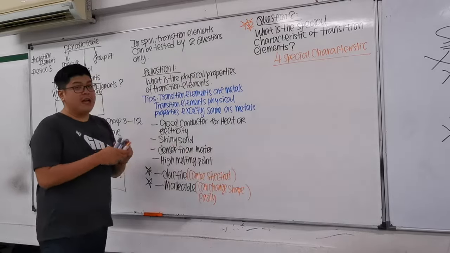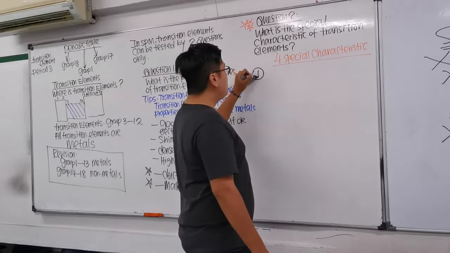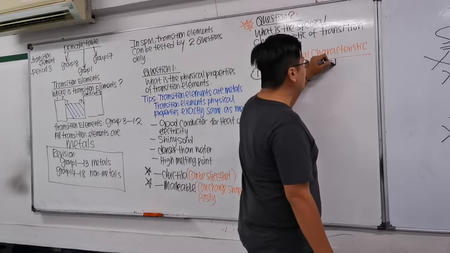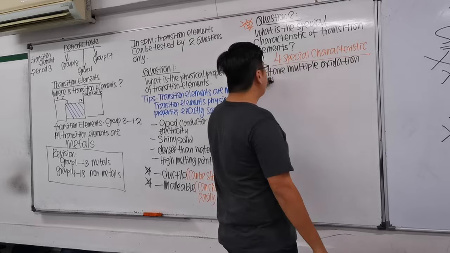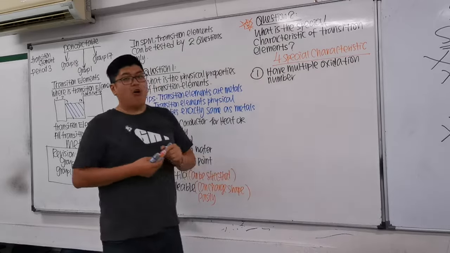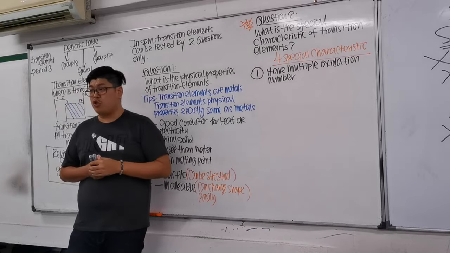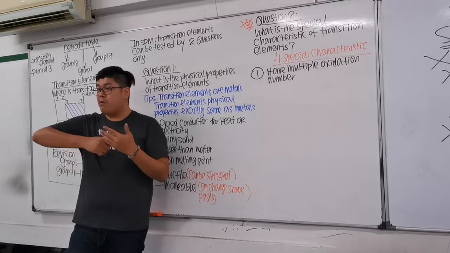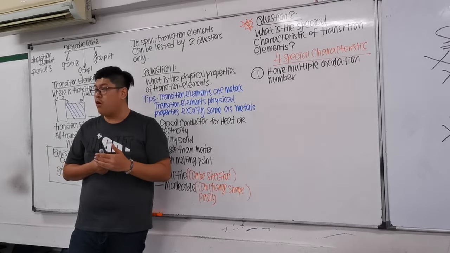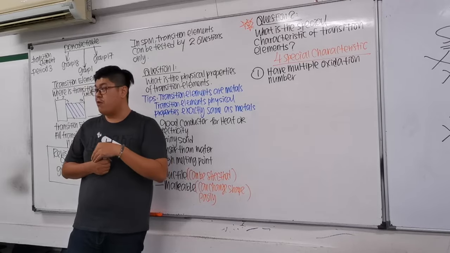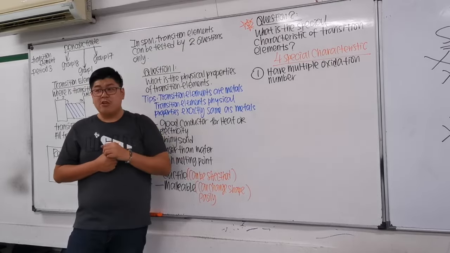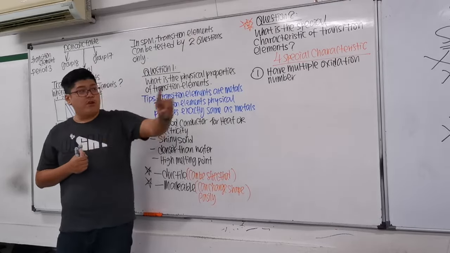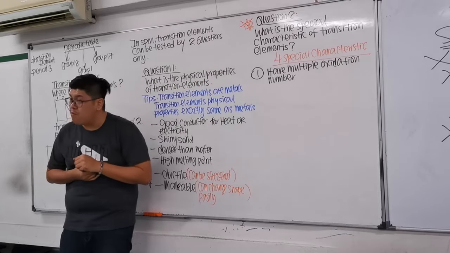Okay. Number 1, transition elements have multiple oxidation numbers. Oxidation number is a term that sounds very weird to you if you are Form 4, because this is something you only learn in Form 5, Chapter 3. So in Form 4, what do you do? In Form 4, when you see the word oxidation number, you can assume it's a charge.